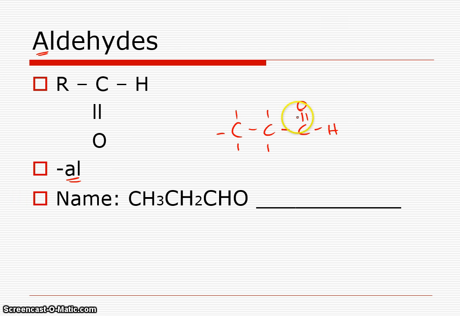The O cannot be bonded onto that H because H can only have one bond. And so this O here, even though it's written at the end, is added on to this carbon because this carbon now has its 4 bonds. Well, if we look at this, we have 1, 2, 3 carbons, which is a propyl group. So we have propanal.